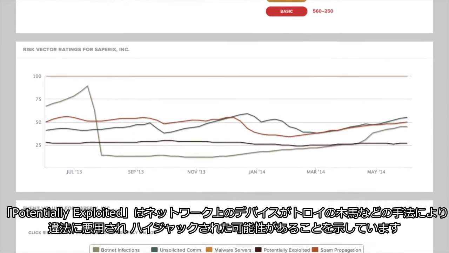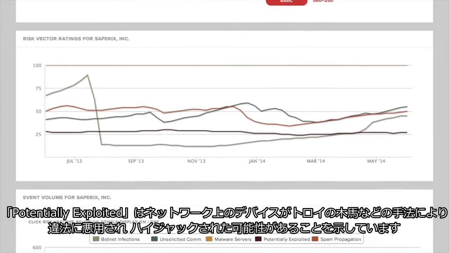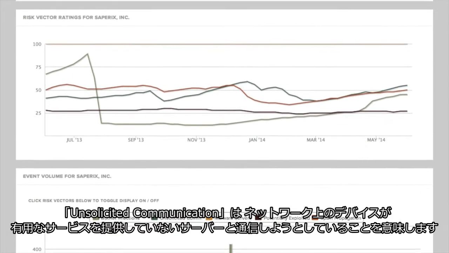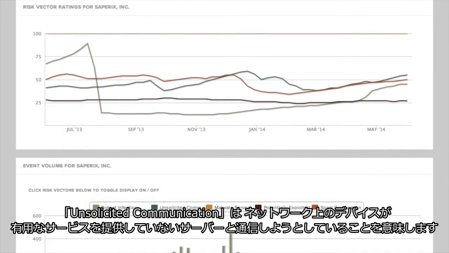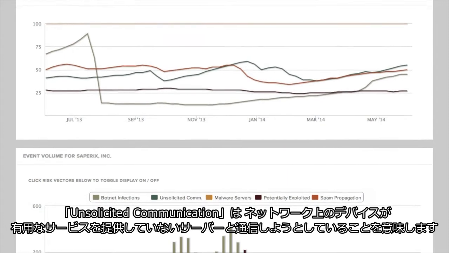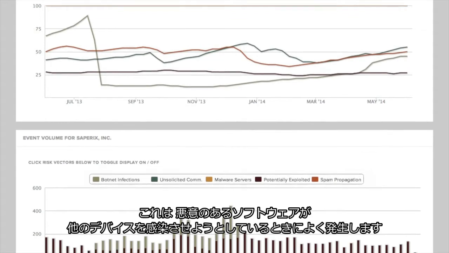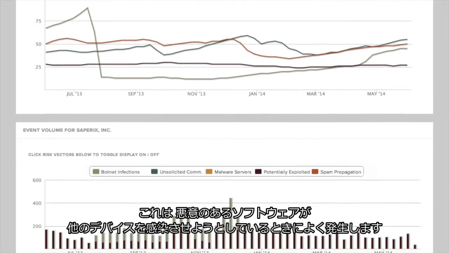Potentially exploited indicates that a device on your network may have been hijacked by an illegal third-party exploit, such as a Trojan horse. Unsolicited communications means that a device on your network is attempting to communicate with a server that isn't providing any useful services. This often happens when malicious software is seeking other devices to infect.